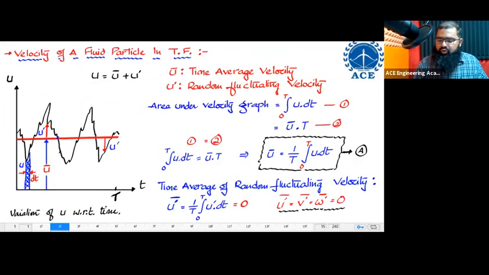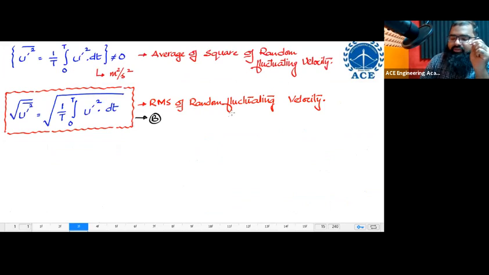One formula was talking about whenever a particle is in a turbulent flow regime, that particle is supposed to have some time average velocity. How much is the time average velocity? This is time average velocity. Then that particle will have a fluctuating velocity whose mean value is given by RMS of random fluctuating velocity.